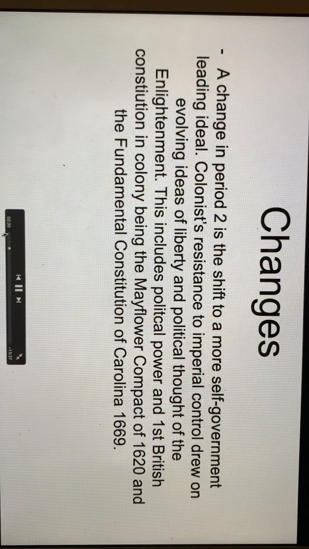A change in period 2 is the shift to a more self-government leaning ideal. Colonists' resistance to imperial control drew on evolving ideas of liberty and political thought of the Enlightenment. This includes political power and the first British constitution in the colony, the Mayflower Compact of 1620, and the Fundamental Constitution of Carolina of 1669. John Locke was asked to help write the Constitution, meaning self-government also led to more religious tolerance.